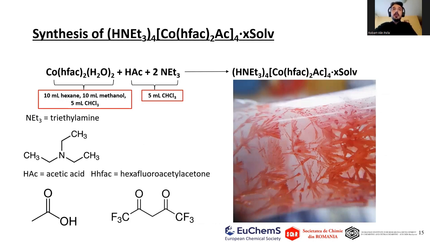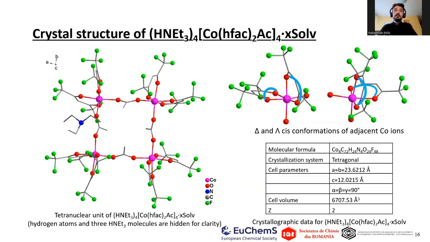The next compound is a tetranuclear compound, which was obtained starting from cobalt H5 salt, adding acetic acid, which was deprotonated with triethylamine. We have here the solvent, which is going to be important going forward. In this case, we use hexane, methanol, and chloroform, and we obtain these pink crystals.